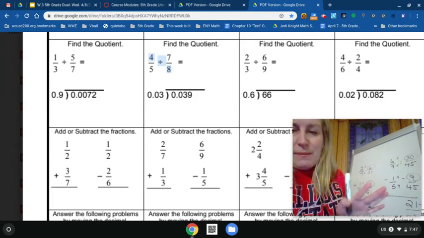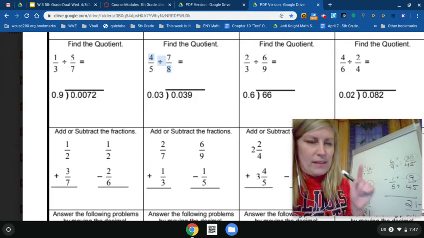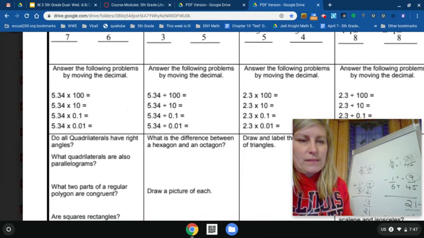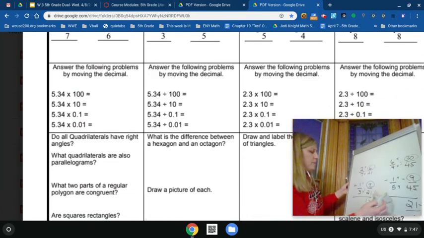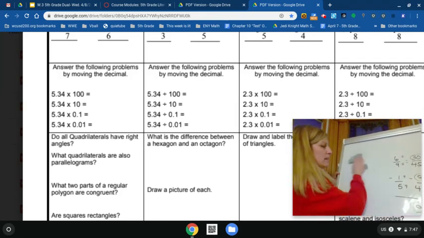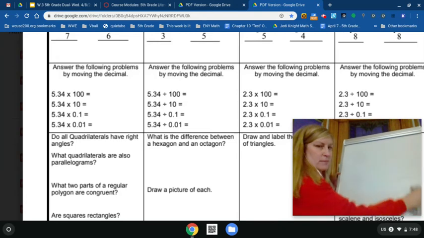Okay? And if it's improper, or the numerator is larger than the denominator, then I want to see you try and simplify it down into a proper mixed number. All right. So, and then the last one I'll do quick, is moving our decimal.